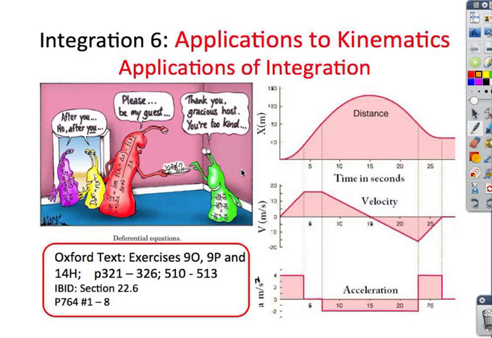This is your sixth integration lesson. In this lesson, we're going to be looking at the application of kinematics, which is just another application of integration. On the first slide, it actually shows fairly well what we're going to be doing.